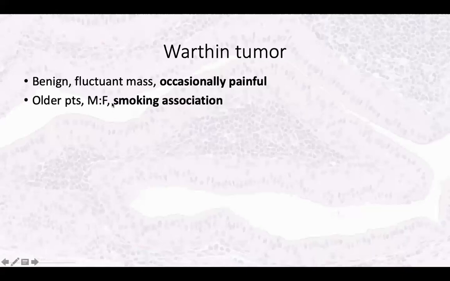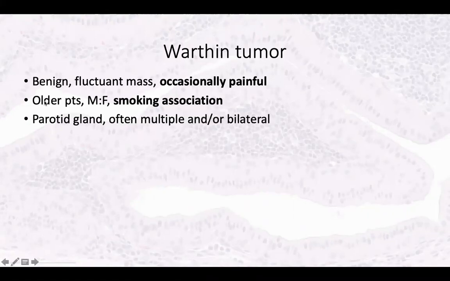There's an equal gender distribution. It used to be that these were far more common in men, but in the past 30, 40 years, women have started smoking at the same rates. So we see a similar number of Warthin tumors in women. And there is a strong smoking association. It's like a 10 to 1 increased risk of developing Warthin tumor if you smoke. So the vast majority of these will occur in smokers or people who live with smokers or have a decent amount of smoke exposure.